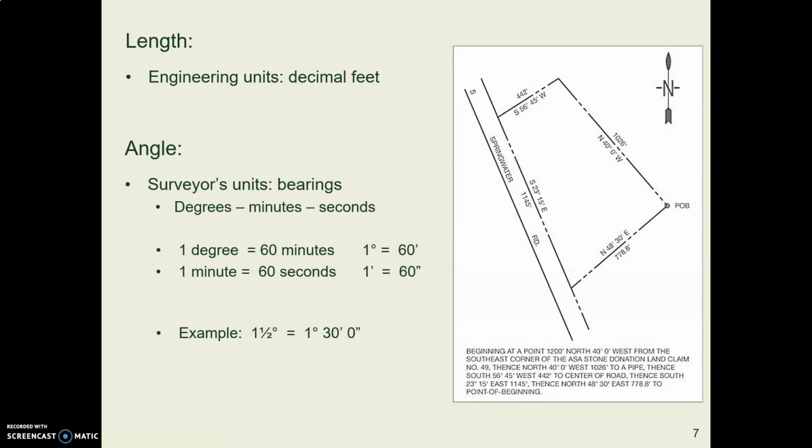Notice that the lengths, the measurements on a survey plan, are given in decimal feet. So here on this drawing we see 778.8 feet. When we draw buildings, we do feet and inches, but when we draw site plans, we do decimal feet, and those are known as engineering units. And then the angle is given in what are known as surveyor's units. So notice it says down here on this bottom boundary, it says north 48 degrees 30 minutes east. So we'll look at what that is.